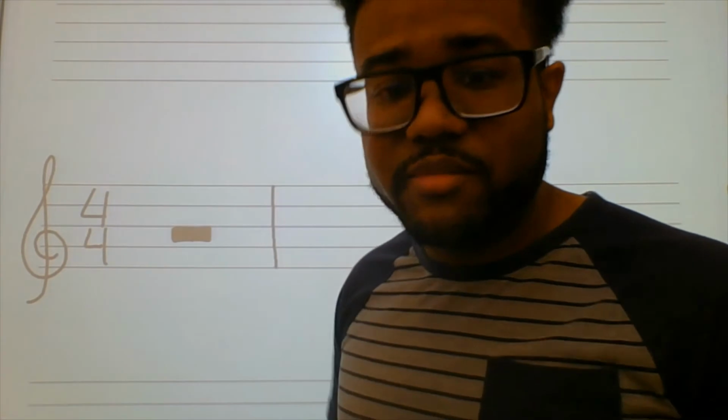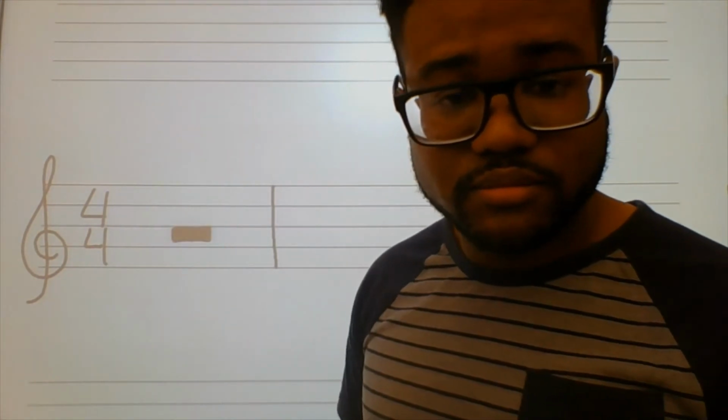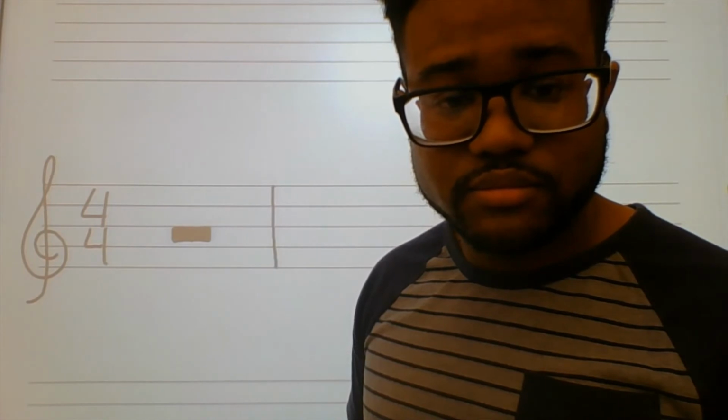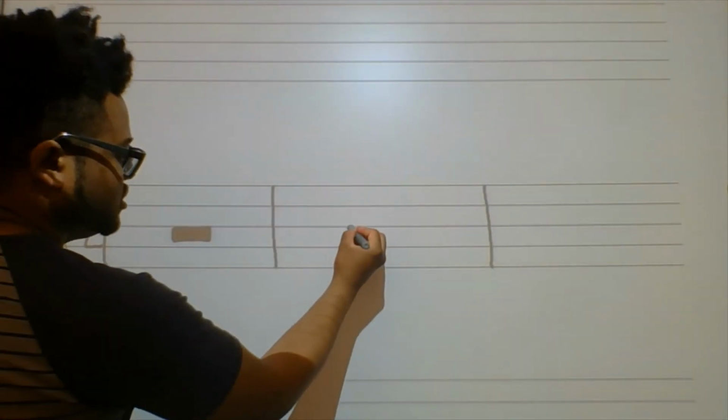Let's clap the rhythm in measure number 1. 1, 2, ready, go. And it's over. We didn't do anything. And we didn't do anything because it was a rest, which means you're quiet. Let's move on. Whole rest gets 4 beats.